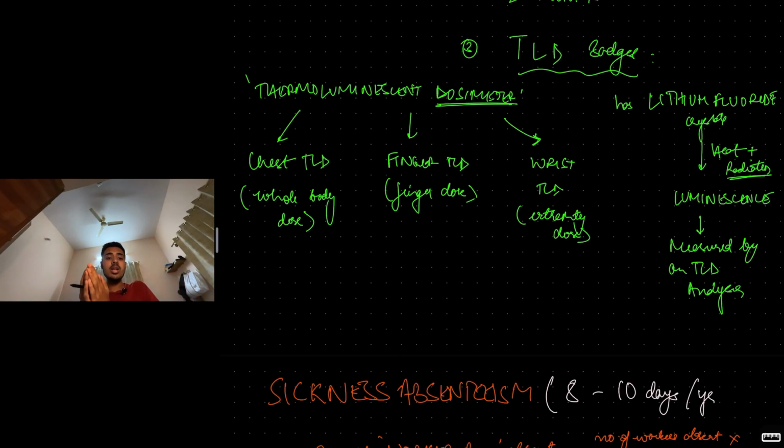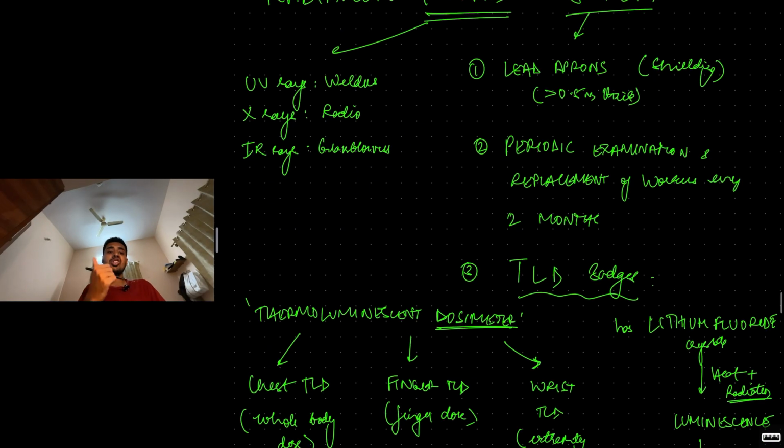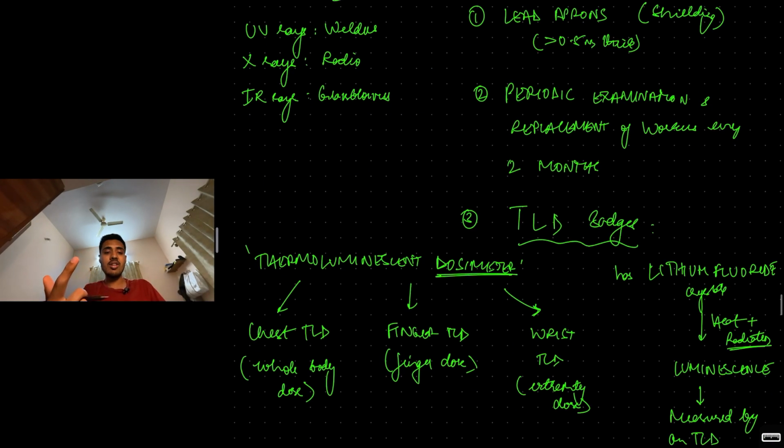What does a TLD badge have? It has lithium fluoride crystals. These lithium fluoride crystals, when exposed to radiation and then heated, light up, they luminesce. So this luminescence can be measured by a TLD analyzer, and you can therefore indirectly measure the amount of radiation. So basically TLD badges are to see people who are regularly exposed to radiation, to see the dose of radiation they're exposed to, whether it is healthy or unhealthy, or if it is a big hazard. So that is about radiation. So remember, how do we ensure safety from radiation exposure? Shielding through lead aprons, periodic examination and shifting, and TLD badges.